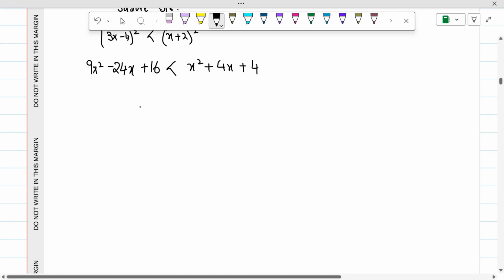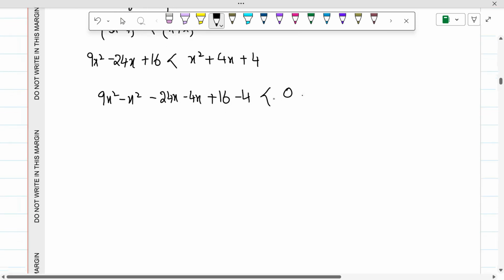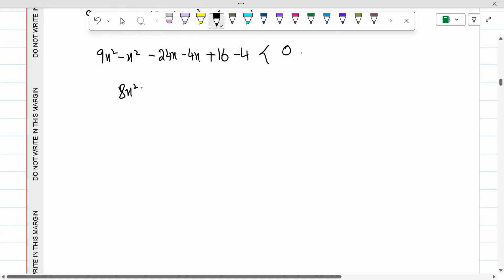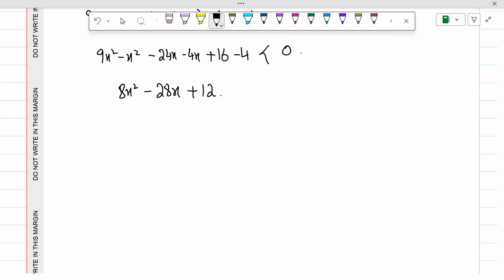Switching these terms to the left side, it will be 9x squared minus x squared minus 24x minus 4x plus 16 minus 4 less than 0. So we will have 8x squared, and this one will be -28x plus 12. 12 times 8 is equal to 96. -24 times -4 is also equal to 96. When we add -24 and -4, we get -28.